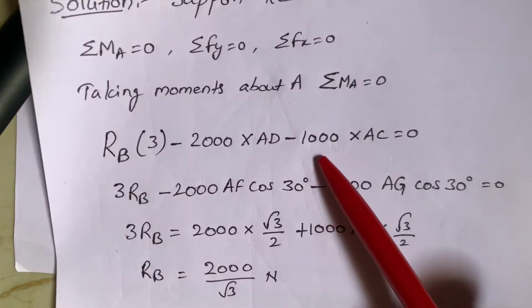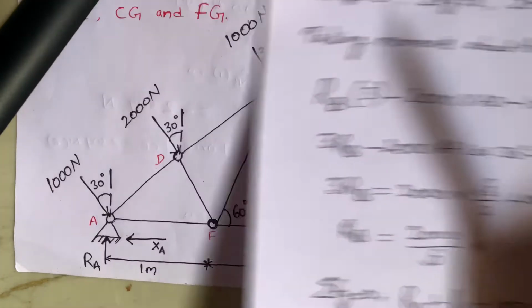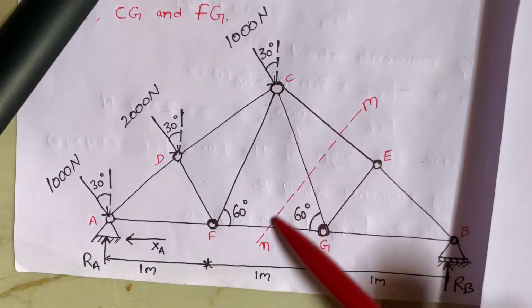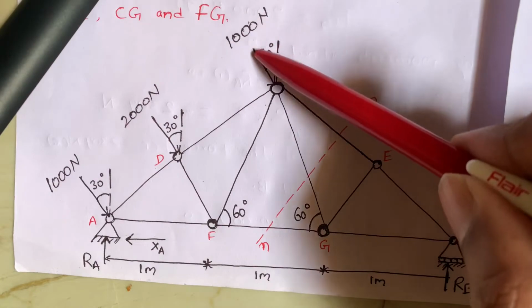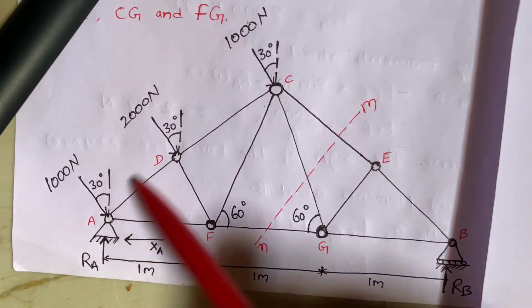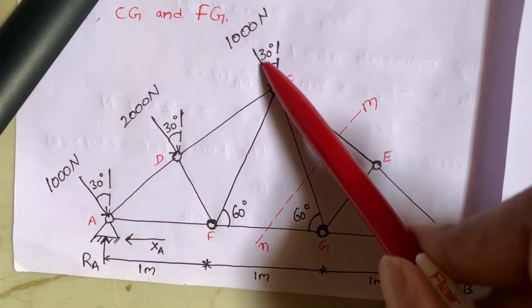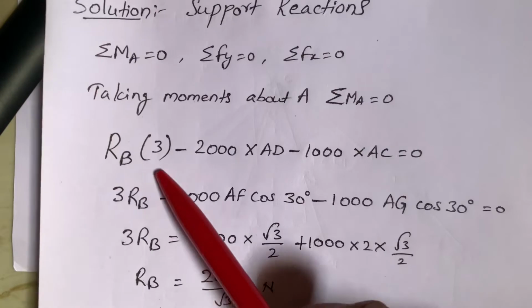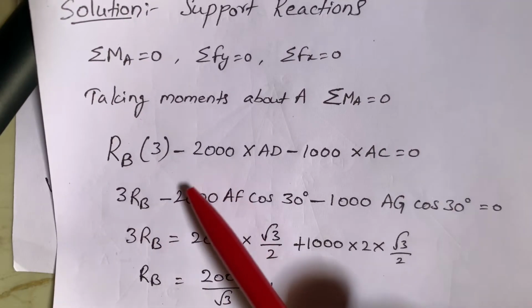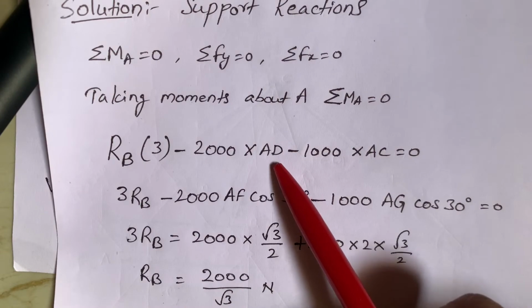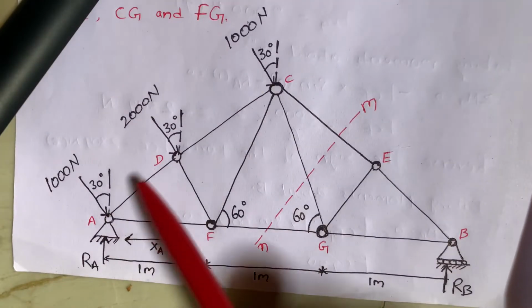And next, minus 1000 into AC. So minus 1000 is this one. Again it is a clockwise movement, which I am considering as negative. So 1000 into AC is the perpendicular distance for this force. So after that, 3 into RB minus 2000 into AD. AD is nothing but this distance.